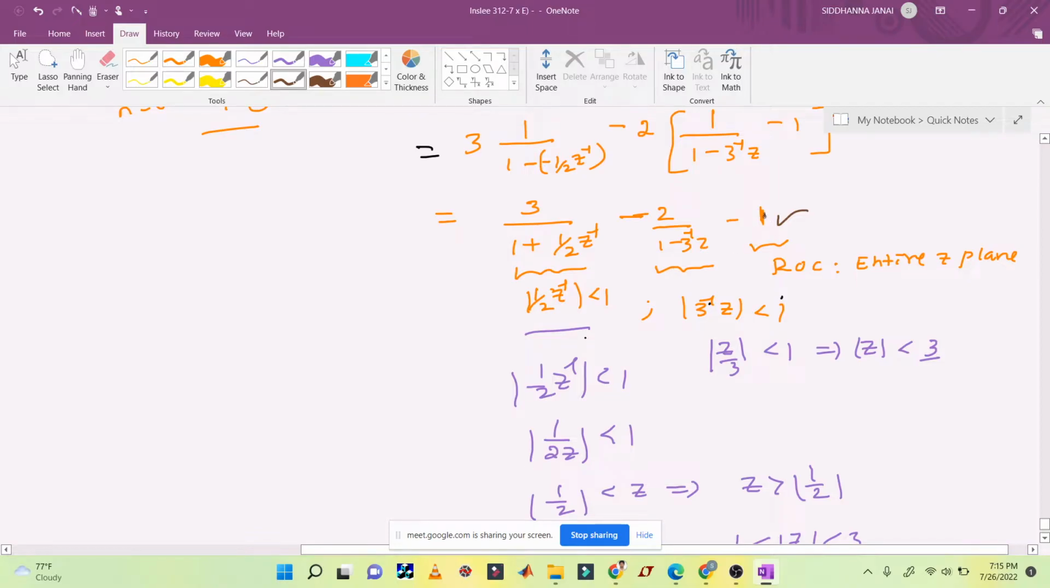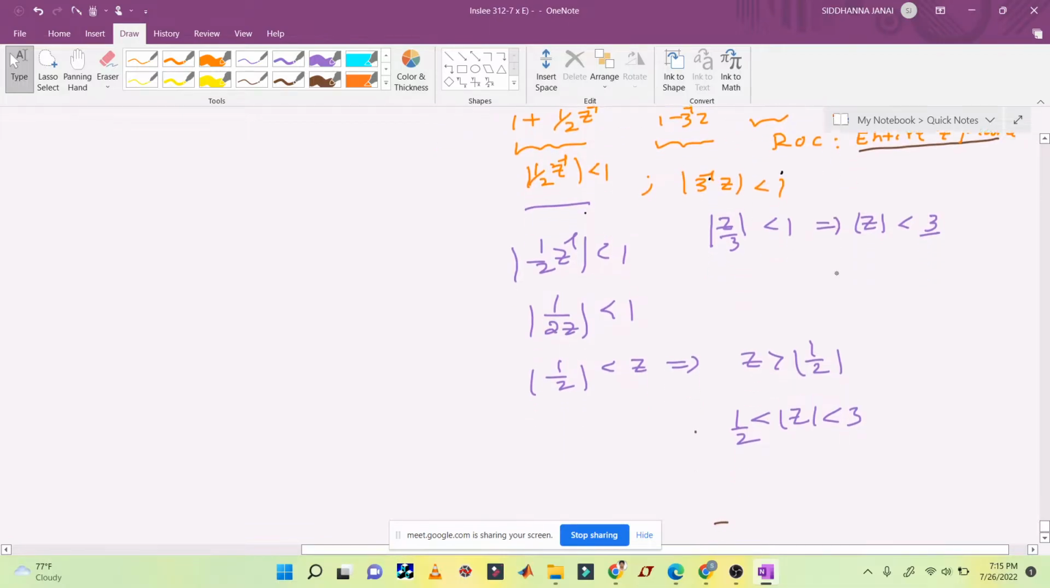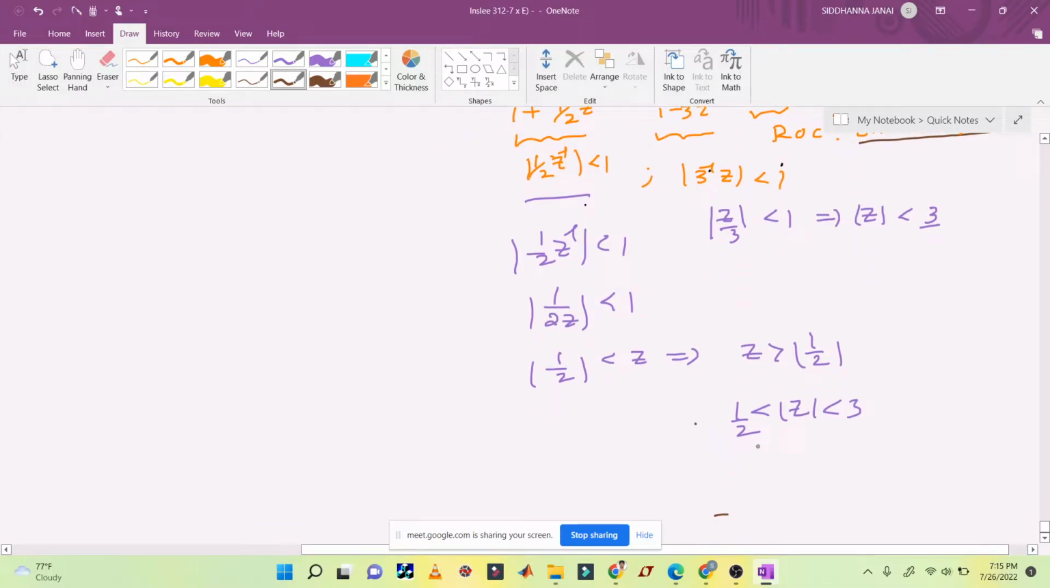And for this third term, you can calculate the ROC as the entire Z plane. The ROC is greater than 1 by 2 for one term and less than 3 for the other. That means when we mention the range from 1 by 2 to 3, the entire Z plane cannot be the ROC.